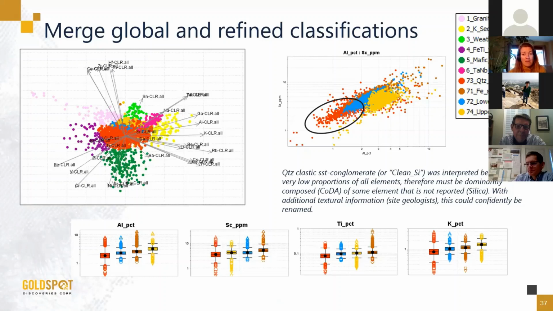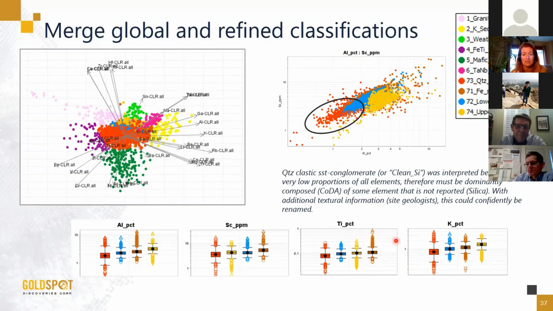So now that I have my main sedimentary pile clustered appropriately, I have to interpret my groups and give them names. On the top right, we have this aluminum versus scandium plot, with aluminum on the x-axis and scandium on the y-axis, and this red group appears to have relatively less aluminum and less scandium. But if we look at the box and whisker plots on the bottom, we also see that it has less titanium, less potassium, less of pretty much everything, which means, because it's compositional data, that it has to have more of something else.